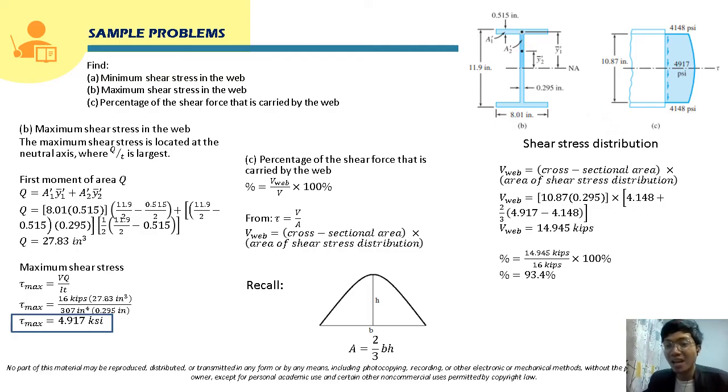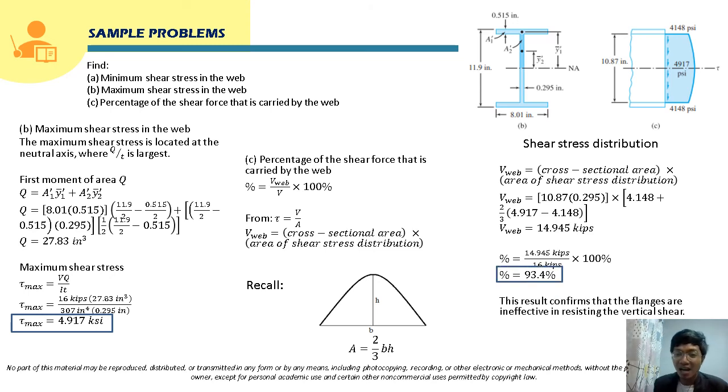So makikita mo dito, class, compare dun, kasi yung natitira na lang dito, class, is 6 point something, no? So yung 6 point something na yun yung kine-carry nung mga flanges natin. Eh, makikita mo, sobrang liit nun. Okay, so as we can see here, class, these results confirm that the flanges are ineffective in resisting the vertical stress. Talagang yung vertical stress, class, yung nagke-carry sa kanya is yung web. 93.4% nung shear force is carried by the web. Okay.